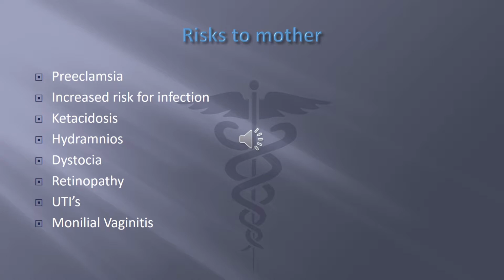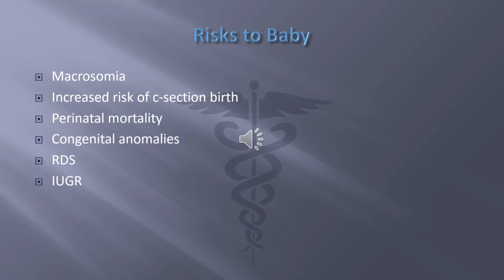Risks to the mother include preeclampsia, increased risk for infection, ketoacidosis, hydramnios, dystocia, retinopathy, urinary tract infections, monilial vaginitis. Risks to the baby include macrosomia, increased risk of a C-section birth, perinatal mortality, congenital anomalies, respiratory distress syndrome, or intrauterine growth restriction.